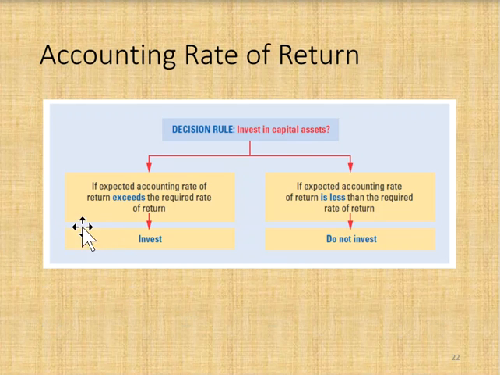So the higher the ARR, the more attractive the investment would be. The decision rule here is if the expected accounting rate of return exceeds the required rate of return, then we do the investment. If it doesn't exceed the required rate of return, then we would not do the investment.